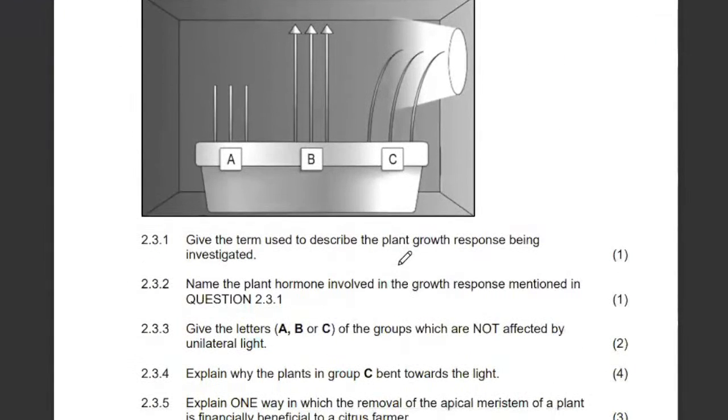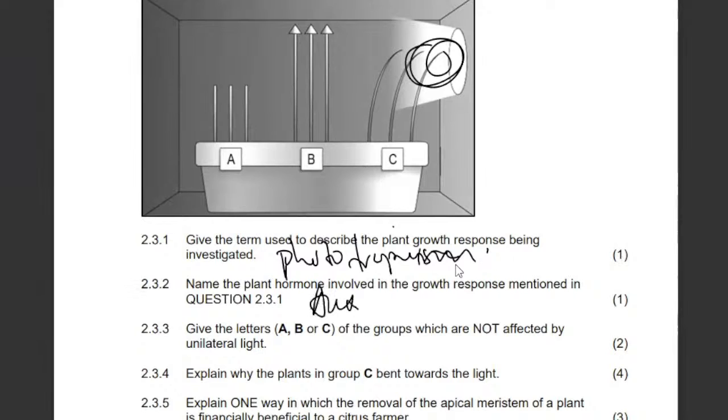They're saying give the term used to describe the plant response being investigated. So basically, this is phototropism. Why? Because it's about light. So they are saying that the plant responds to light, which is phototropism. Name the hormone involved in the growth response mentioned above. Basically, this hormone is auxin.